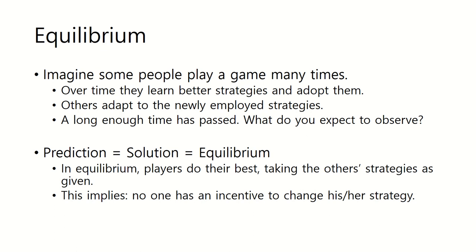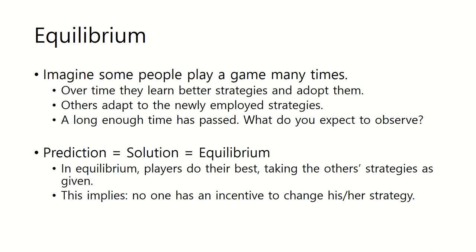So everybody plays against everybody. So if some people change their strategy, others will adapt to the changes. And they change their strategies in a way to improve their situations, right? They want to improve their payoffs. They want to improve their utilities. And when a long enough time has passed, what do you expect to observe? What you'll observe in the long run is the prediction of the model.